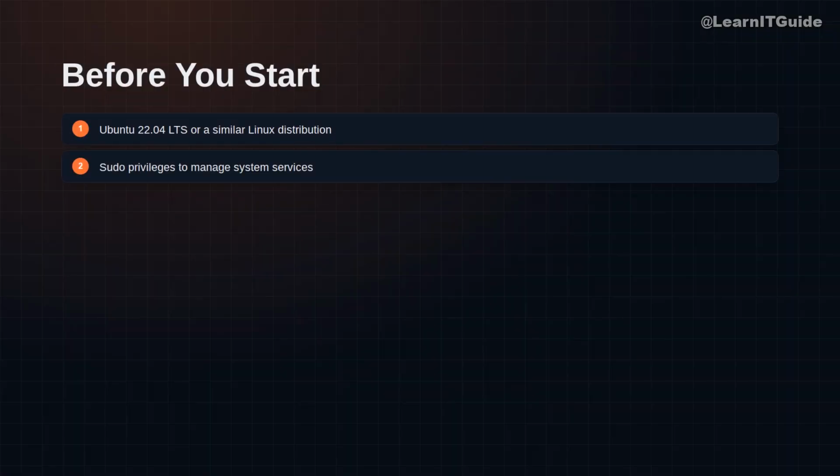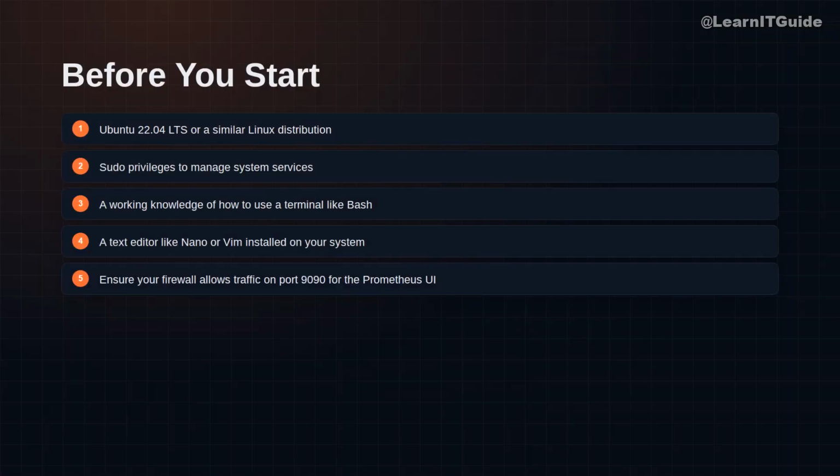Before we begin, ensure you are running Ubuntu 22.04 LTS or a similar Linux environment. You will need sudo privileges to set up Prometheus as a background service. You should be comfortable using a terminal and a text editor like Nano. Finally, make sure port 9090 is open in your firewall, as that is where the Prometheus web interface lives. If you have those ready, we can proceed.